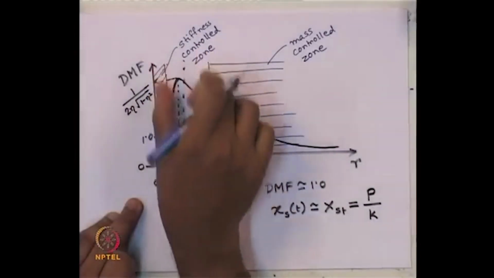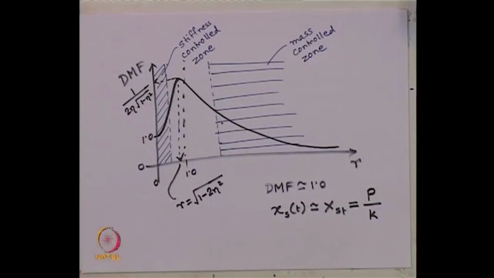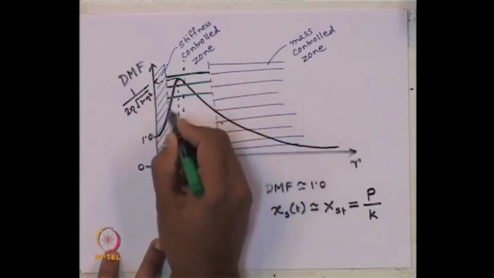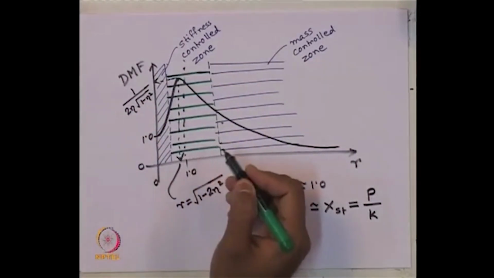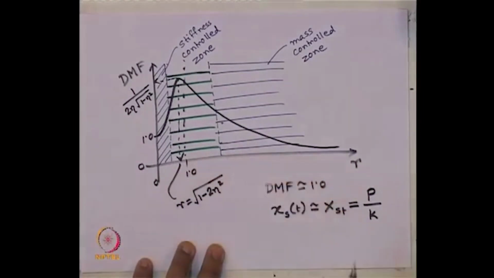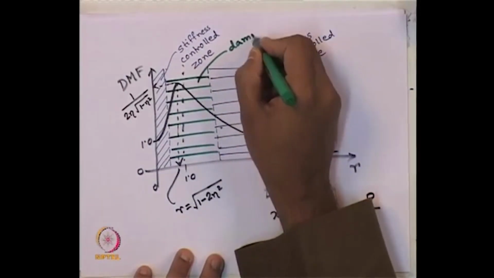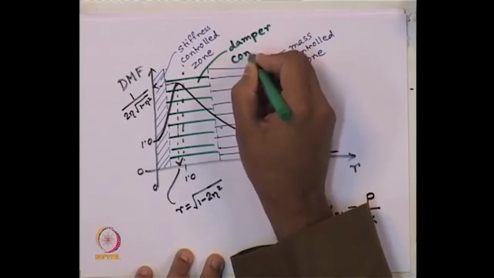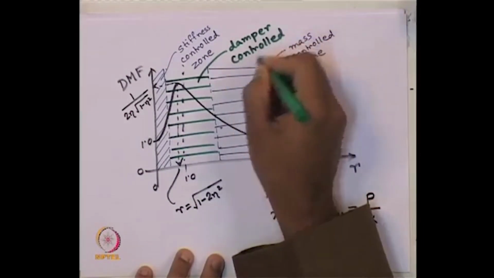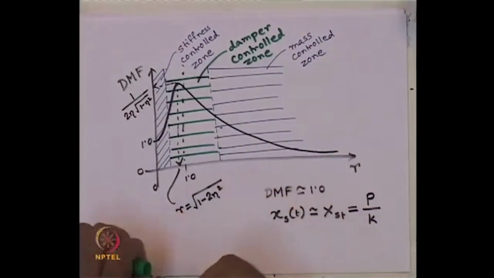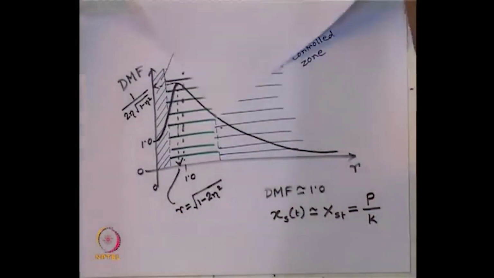And what about this central area? Obviously, the third remaining parameter in the system, what do we have? The damper. So, this central region is known as damper controlled zone, or damper dominated zone, which is obvious from the previous variation.